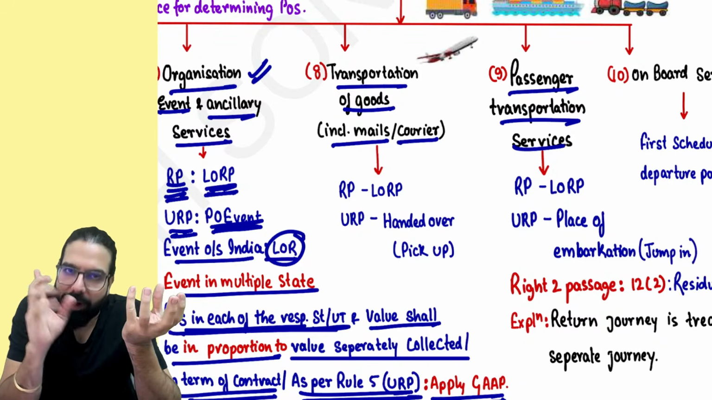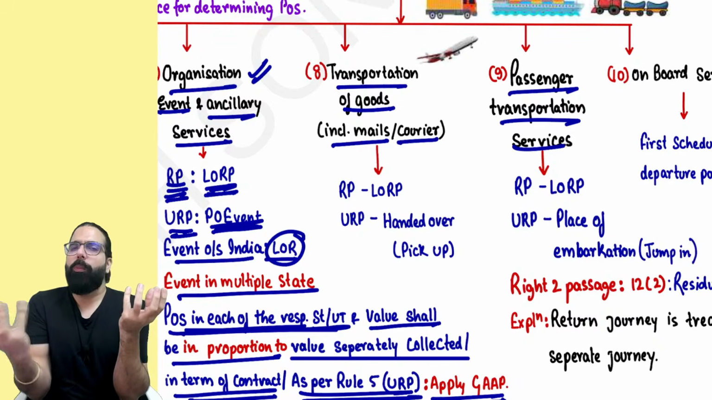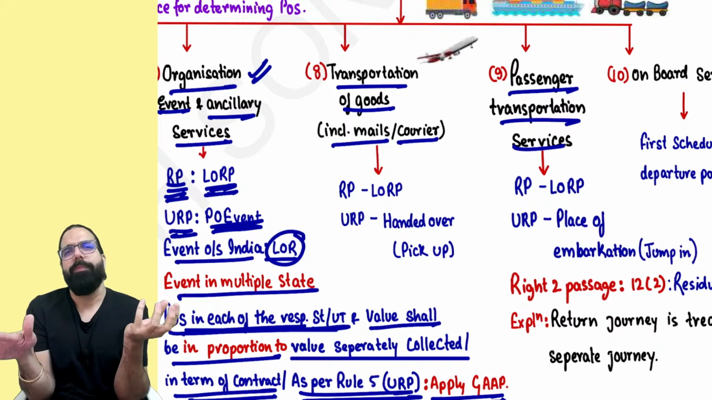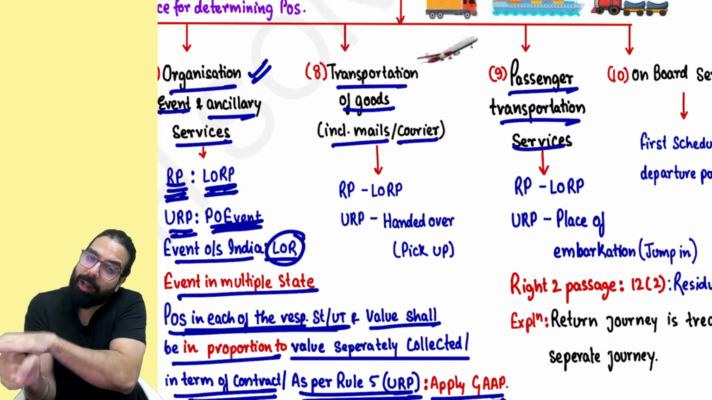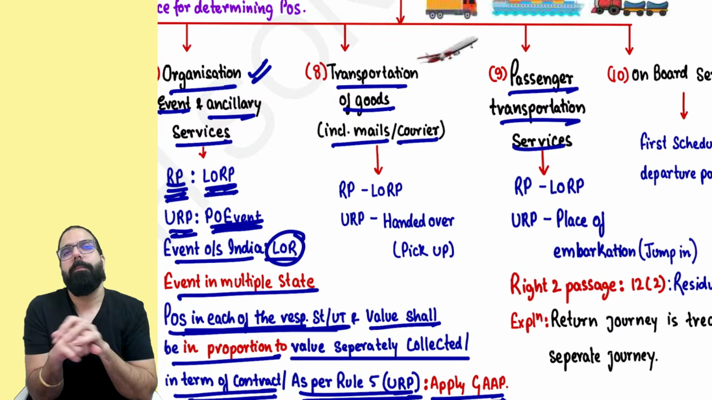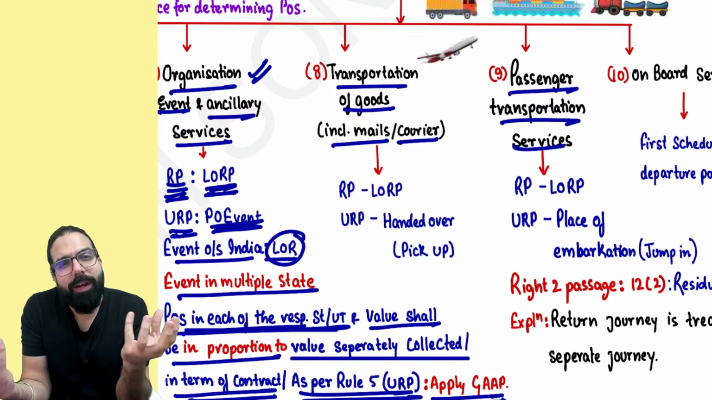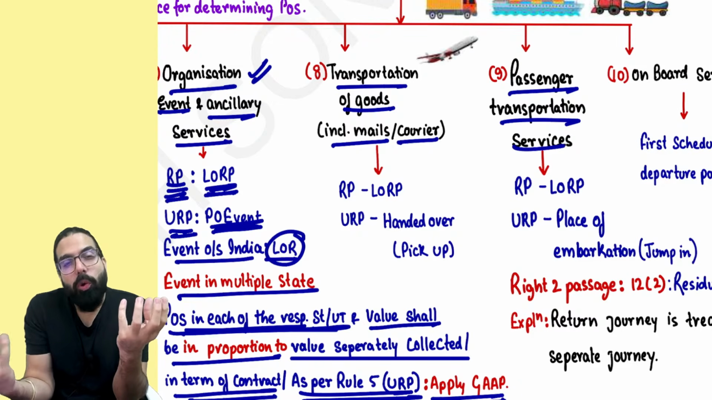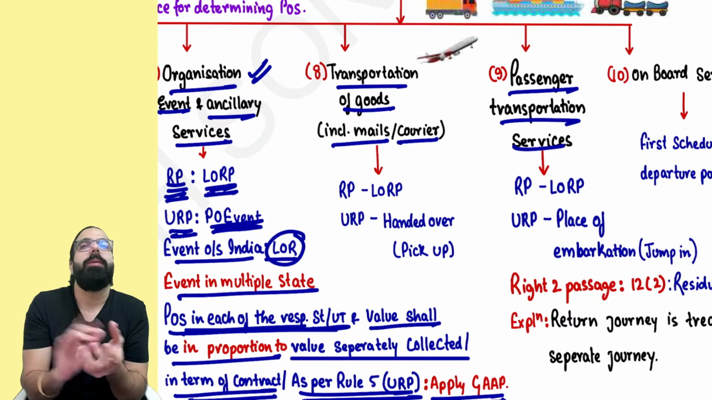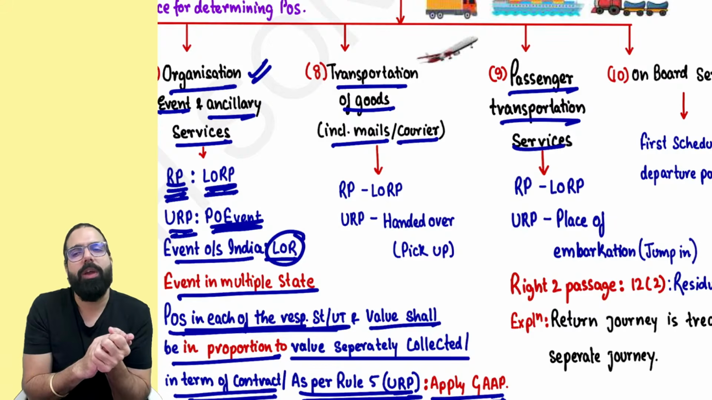You are from Karnataka. You came to Delhi. You bought some goods and gave them to me in Delhi only. But you are registered in Karnataka. For me, the place of supply will always be Karnataka because you are registered in Karnataka. But if you are not a registered person, I am a GTA in Delhi, and you handed over the goods to me in Delhi only, the place of supply will be Delhi. I hope this point is clear.